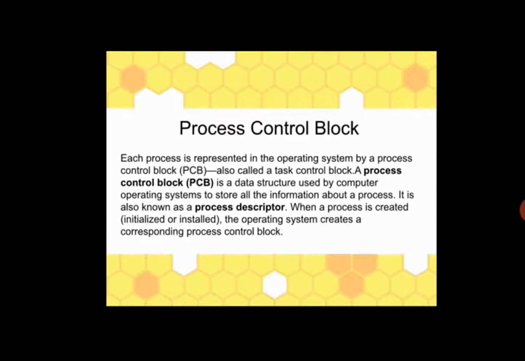Each process is represented in the operating system by a process control block or PCB, also called a task control block. A process control block or PCB is a data structure used by the computer OS to store all the information about a process. It is also known as process descriptor. So when a process is created or initialized or installed, the OS creates a corresponding process control block.